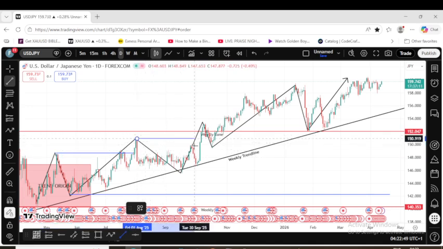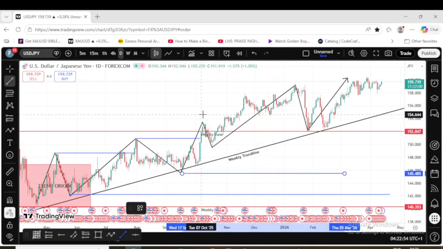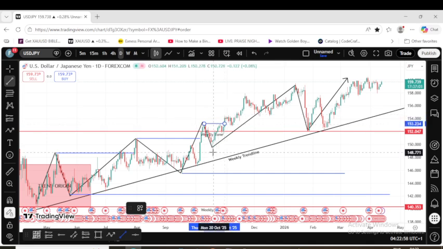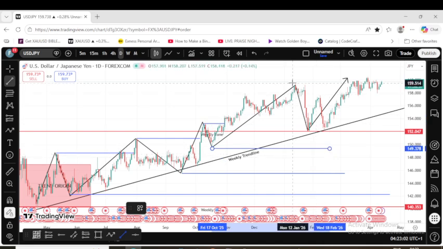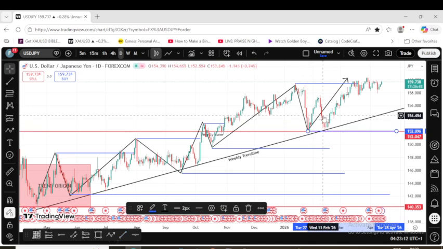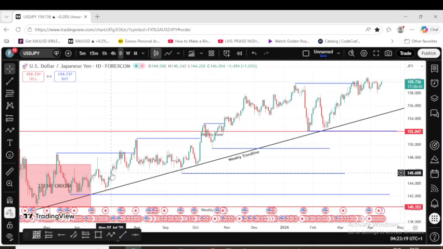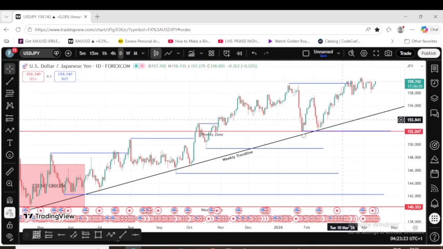Here we have another swing high, followed by a swing low, followed by another swing high, followed by a swing low, followed by another swing high, followed by a swing low. So this is the current outlook of our market structure. So this is our market structure.